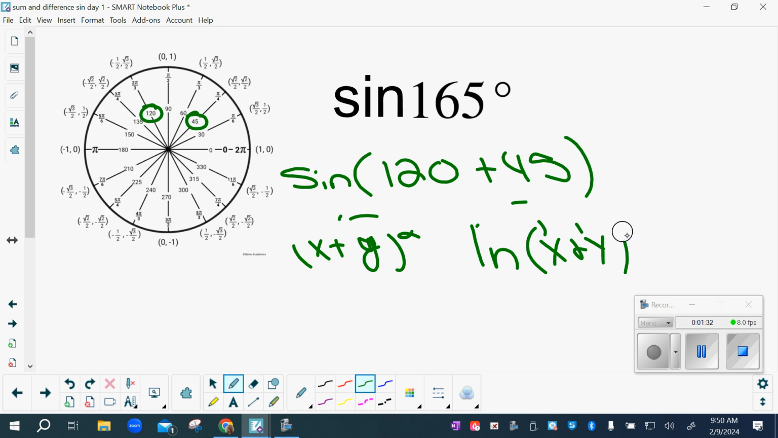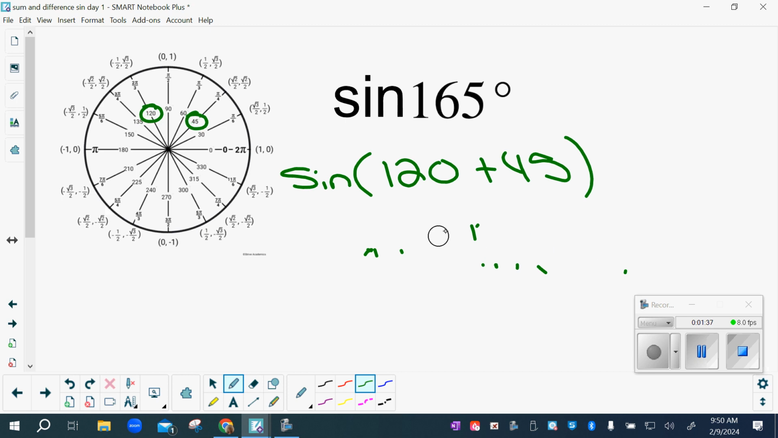So while I so want to say, hey, sine 120 plus sine 45, I'm not allowed to do that. But some weirdo, God knows who, figured out a formula that will let me do this. So guess what we're going to do? We're going to write the formula on our sheet, and we're going to just use it on our sheet. I'm about to show you.